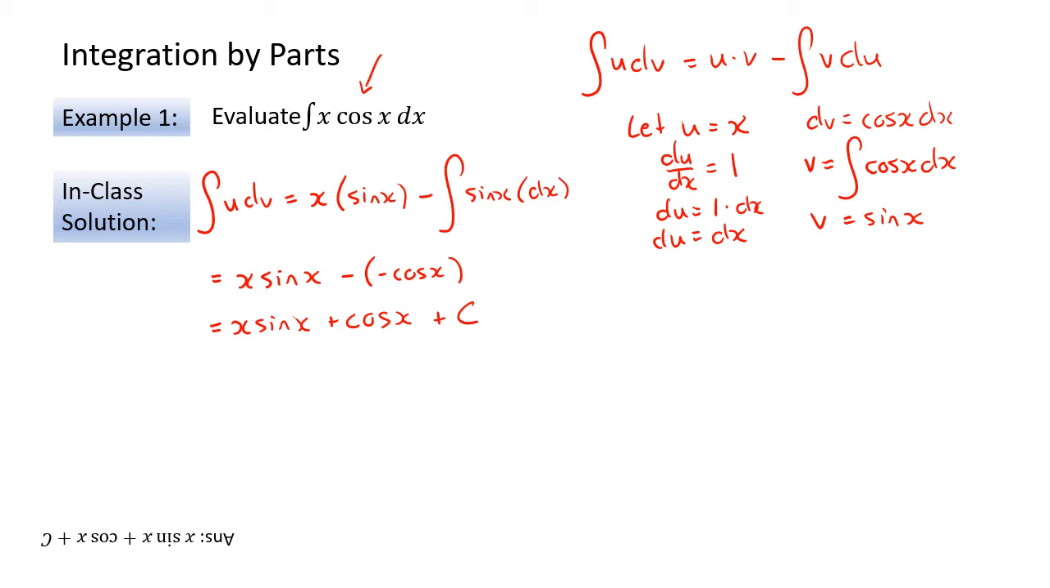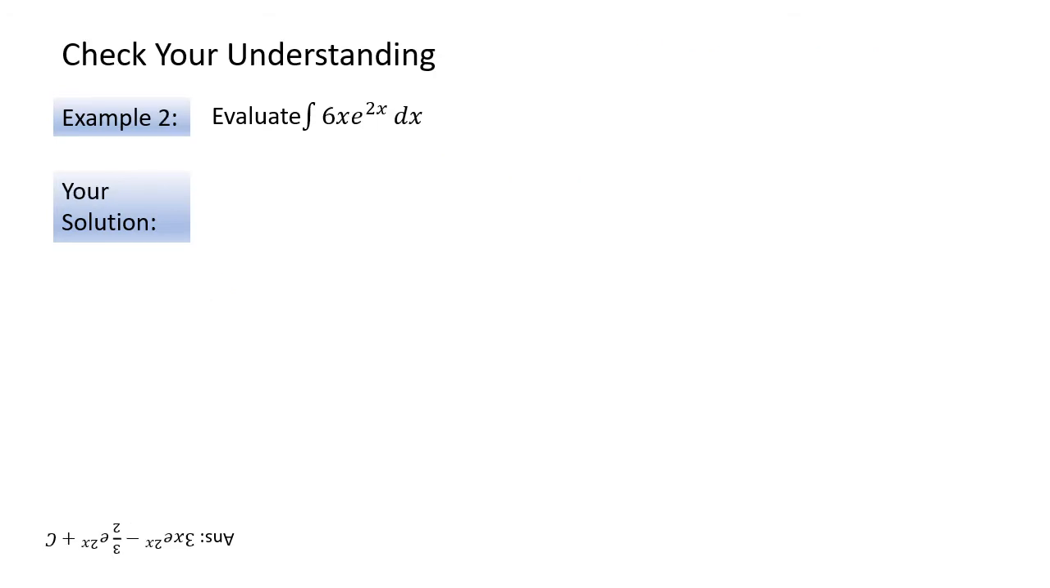So, seeing with integration by parts, we're breaking it down into easier, more manageable pieces that we know the basic rules of for integrals and derivatives. So our final answer is simply x sine of x plus cosine x plus our constant. Okay, so let's look at a second example.